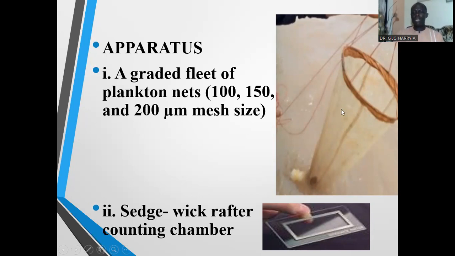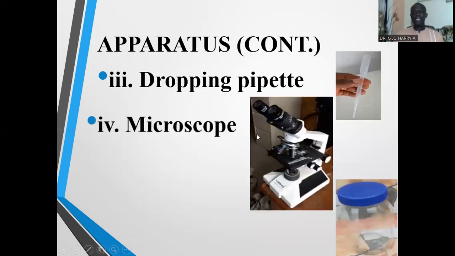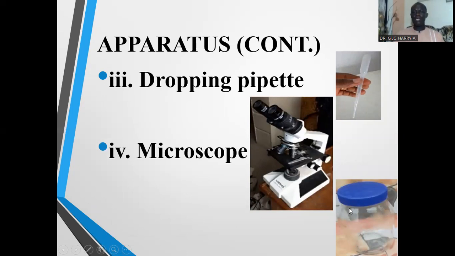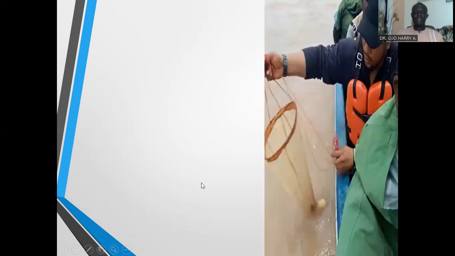This is the plankton net. It has a frame, a rope, and then a net, as well as a bottle at the bottom. The Sedgwick rafter counting chamber is used in place of the microscope slide to identify the planktons. Then you need a drop-in pipette, a microscope, and 50 ml glass vials.